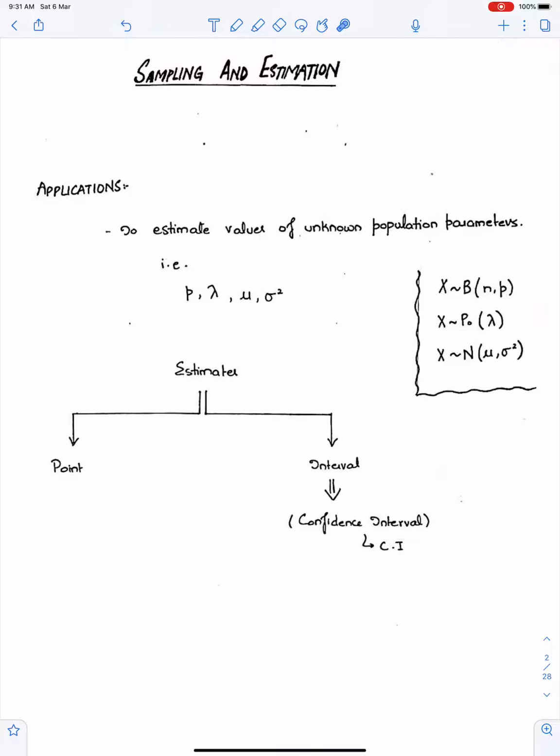Applications. We use sampling and estimation to estimate the values of unknown population parameters. The population parameters of binomial distribution are n and p. For Poisson, the parameter is lambda, and mu and sigma square are the parameters of normal distribution. There are two types of estimates. Number one, point estimates, and number two, interval estimates. Interval estimates are commonly known as confidence intervals.